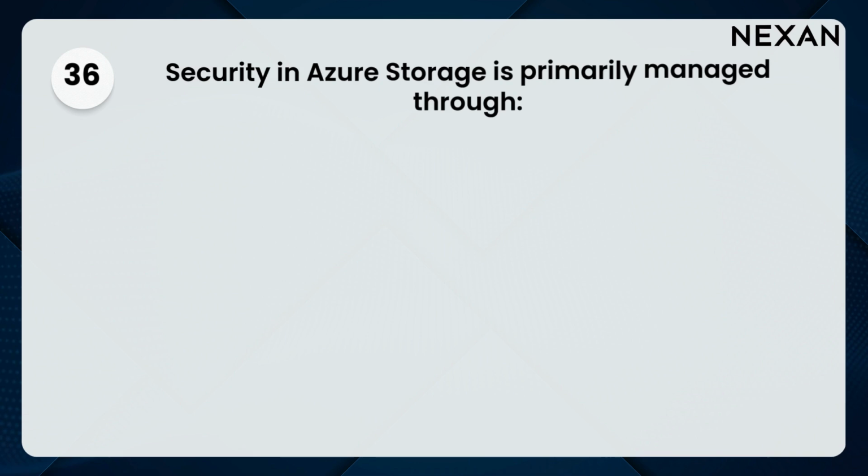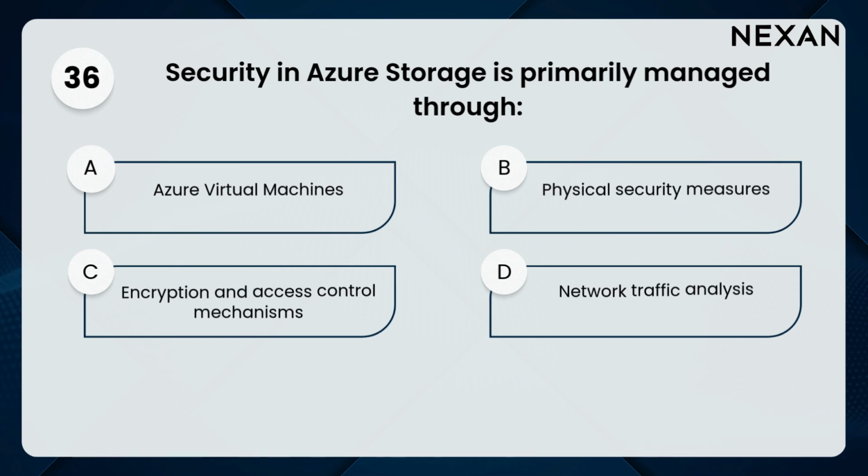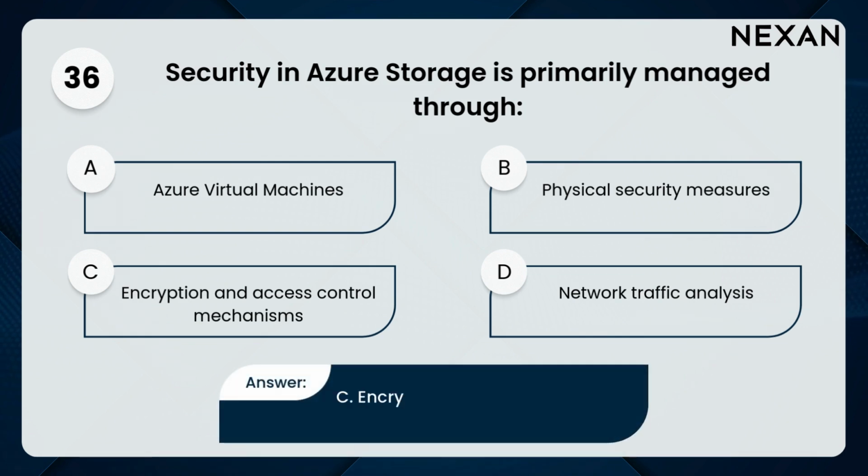36. Security in Azure Storage is primarily managed through A. Azure virtual machines, B. Physical security measures, C. Encryption and access control mechanisms, D. Network traffic analysis. Answer: C. Encryption and access control mechanisms.